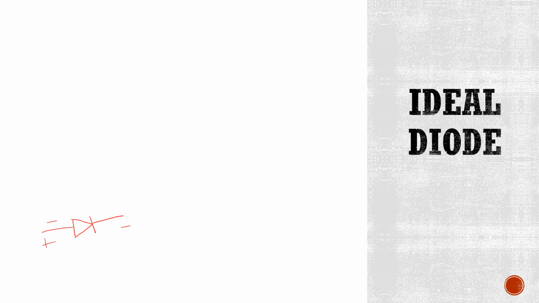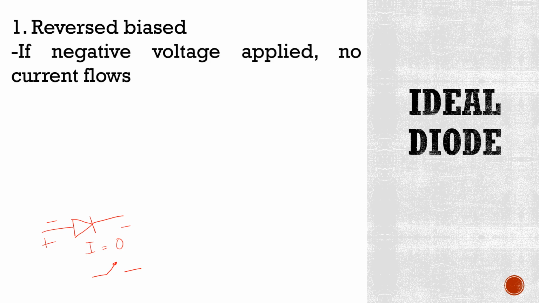If negative voltage is applied to the anode of diode, then no current flows and diode behaves as an open circuit. Diodes operated in this mode are said to be reverse biased as they are operated in reverse direction. An ideal diode has zero current when it is operated in reverse direction. It is said to be cut off or simply off.